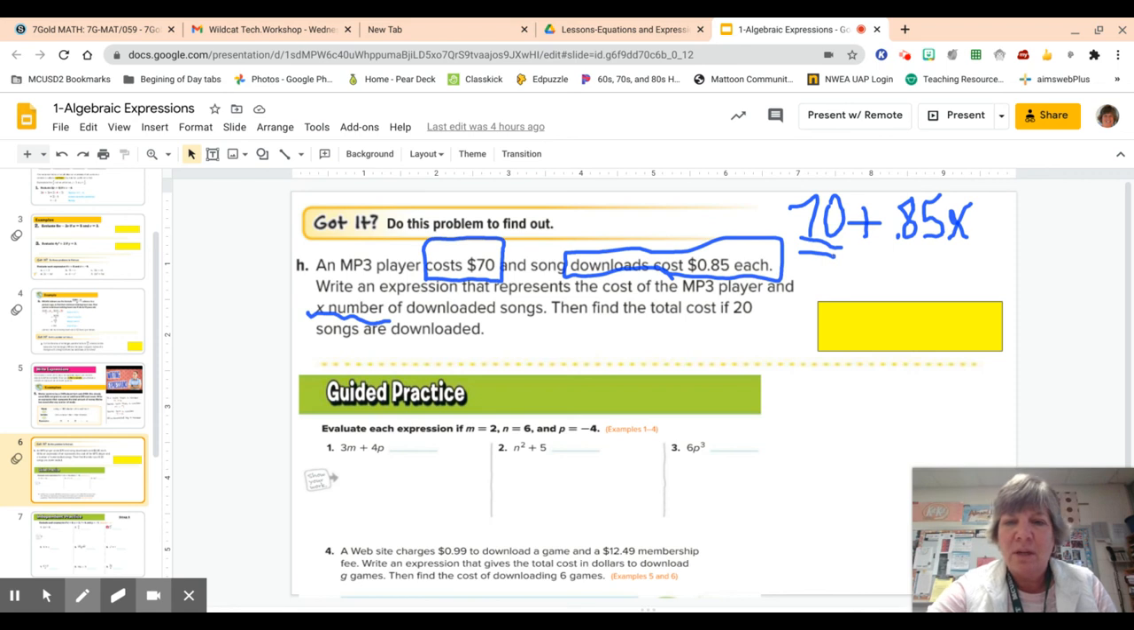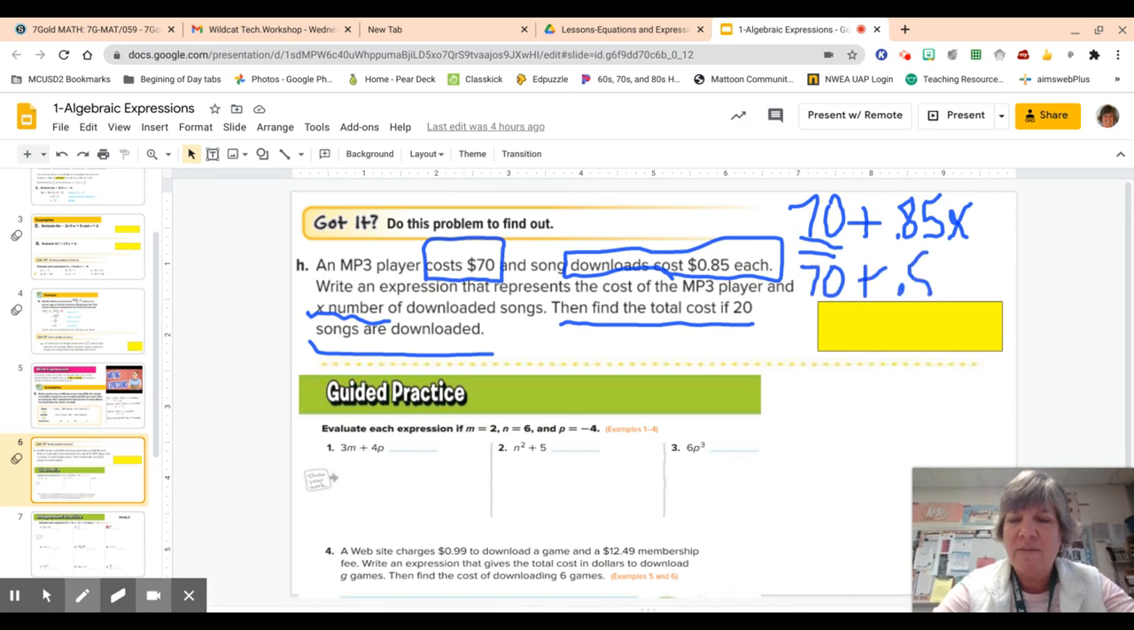So it says, then find the total cost if 20 songs are downloaded. Well, where would the 20 go? In place of the X. Very good. So 70 plus 85 times 20. And I'll let you finish that up.